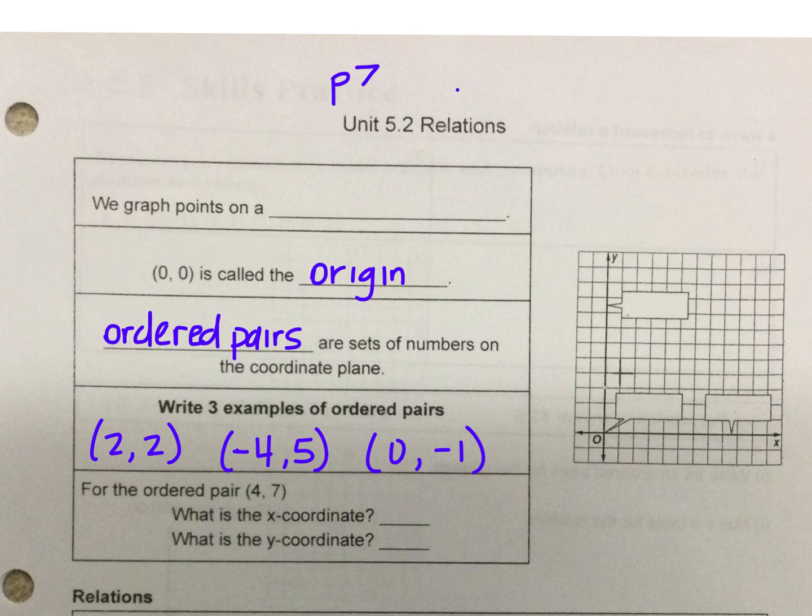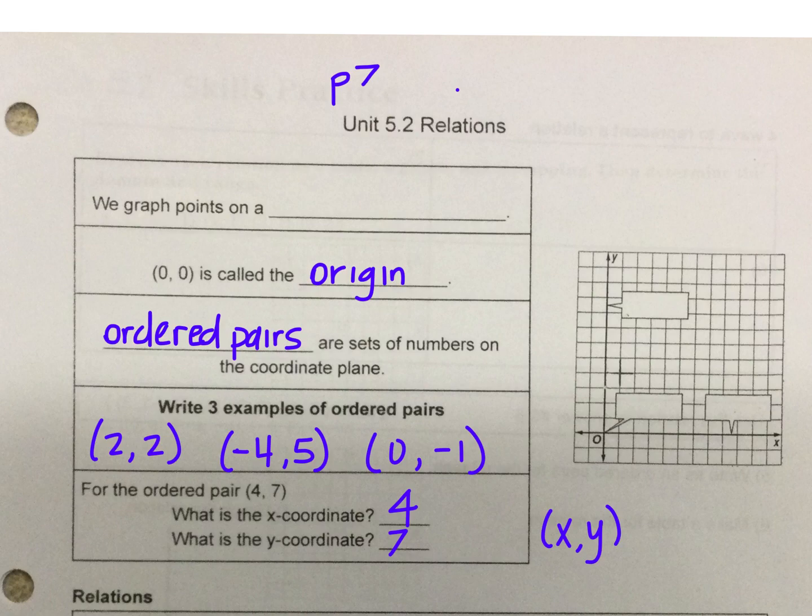For the ordered pair 4, 7, what is the x coordinate? The x is the 4. And the y is the 7. It's always in order, x first, y second.